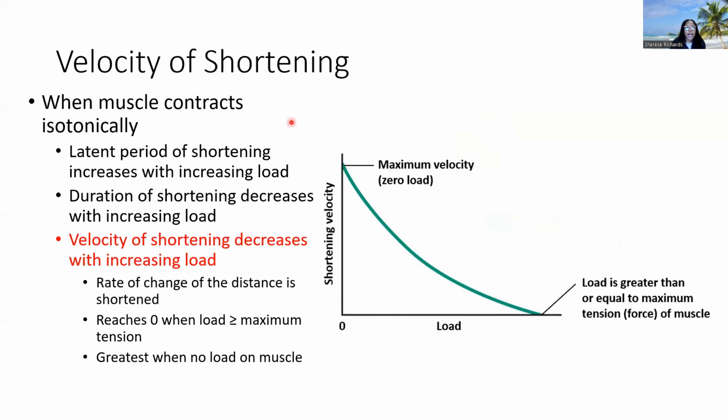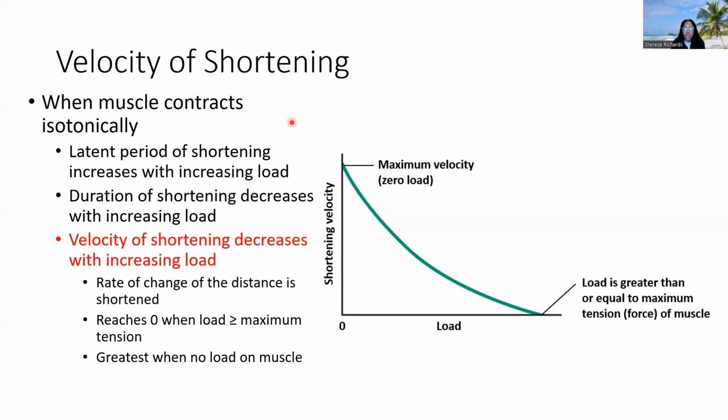All right. The last thing that we'll look at here is the velocity of shortening. This is really how the muscle contraction proceeds. So when the muscle contracts isotonically, and remember, isotonic means that the load is overcome, the tension levels off and stays the same, the load is eventually overcome and lifted. And so when a muscle contracts isotonically, the latent period of shortening is going to increase as the load increases.